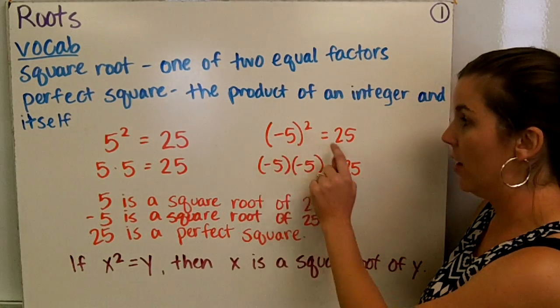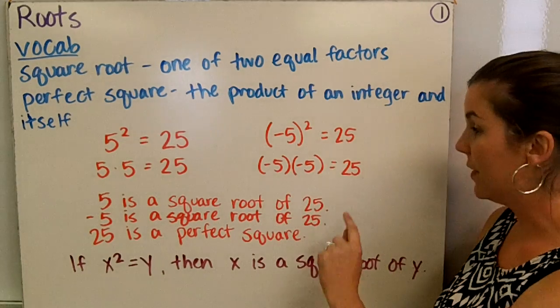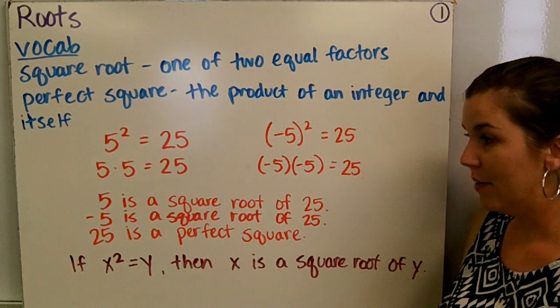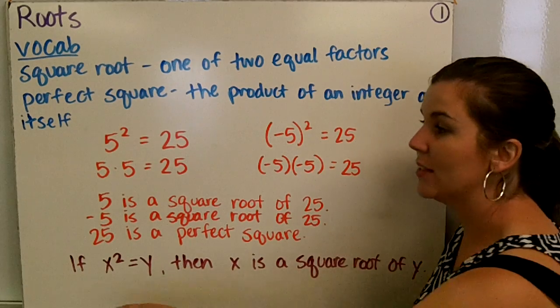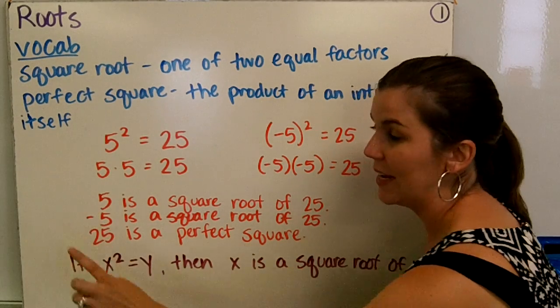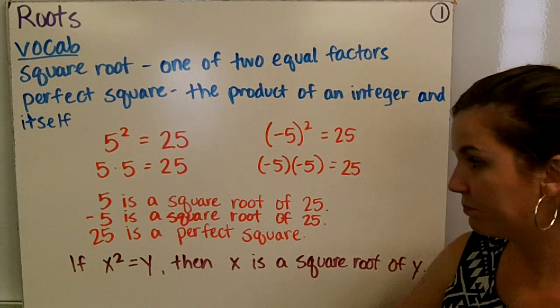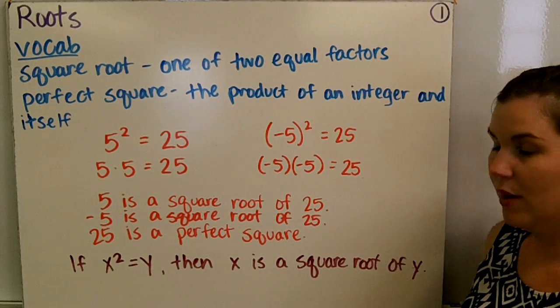Negative 5 squared also equals 25, because negative 5 times negative 5 gives us positive 25. So negative 5 is also a square root of 25. 25 has two square roots, 5 and negative 5. 25 is a perfect square. If x squared equals y, then x is the square root of y.